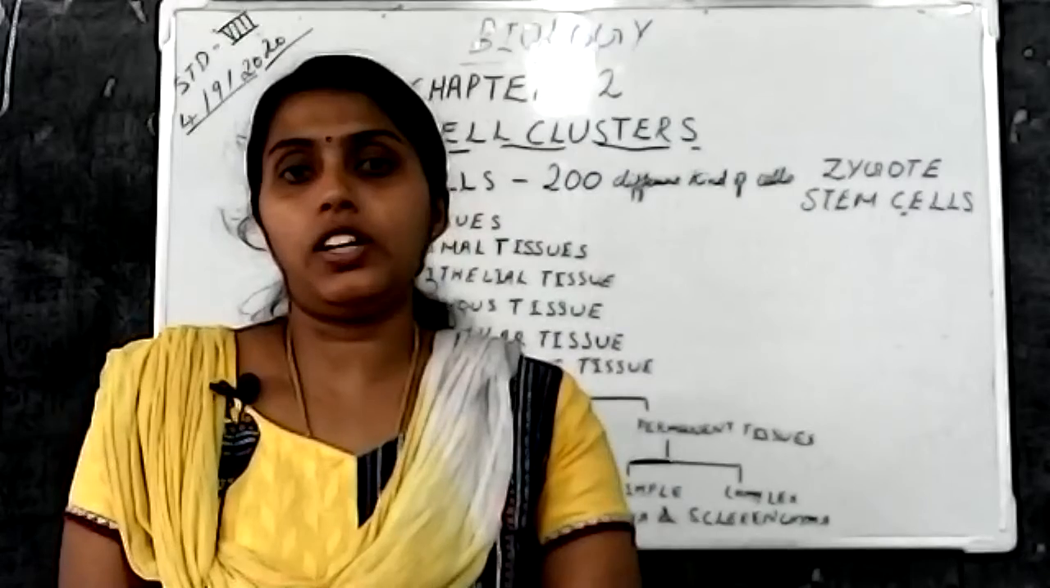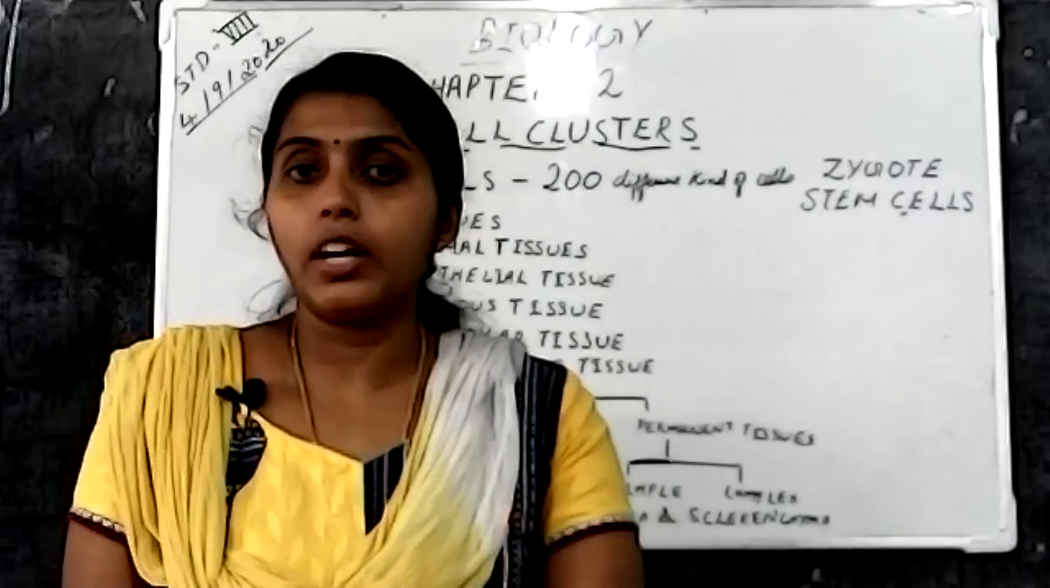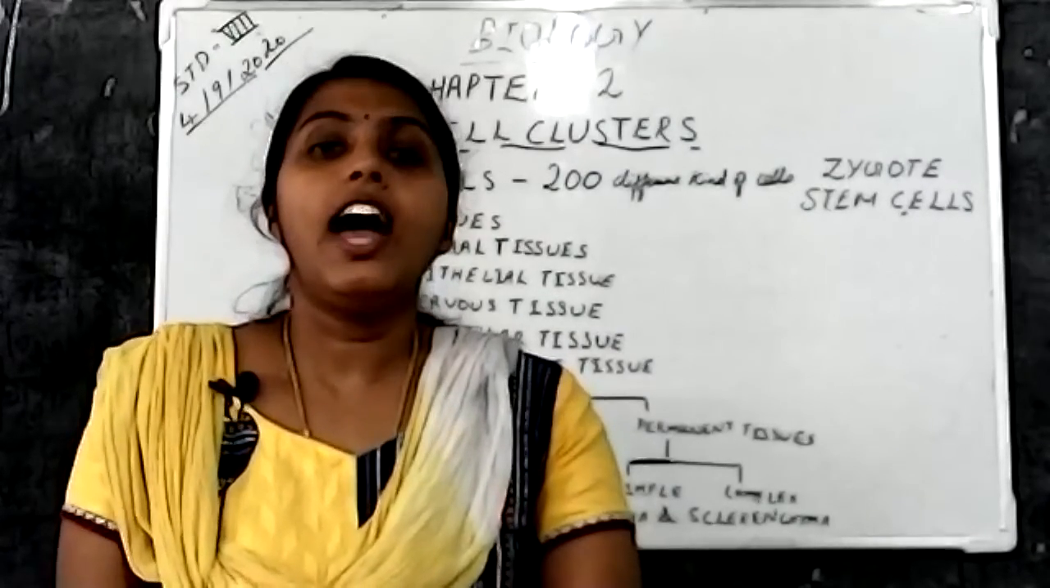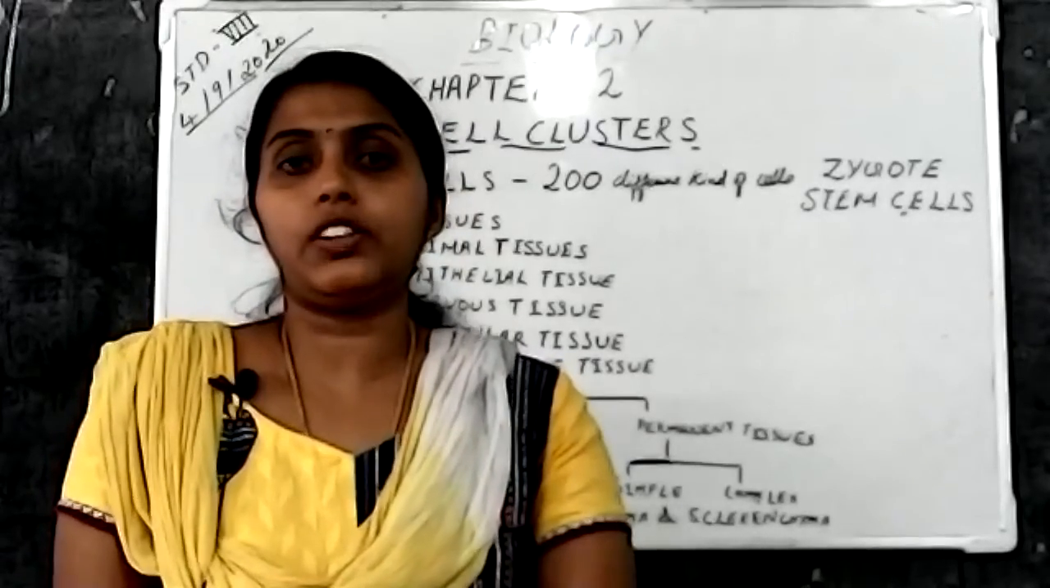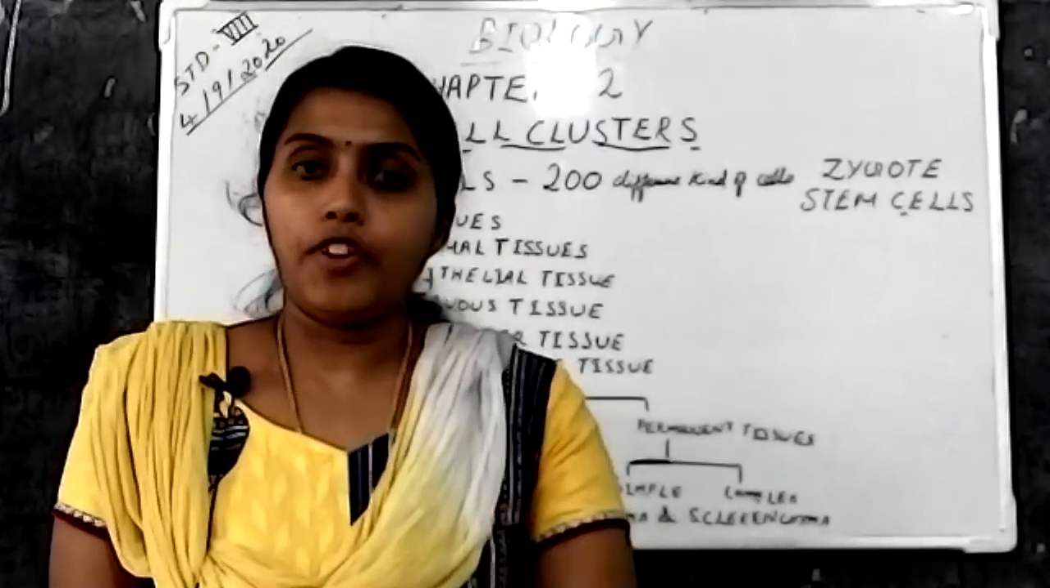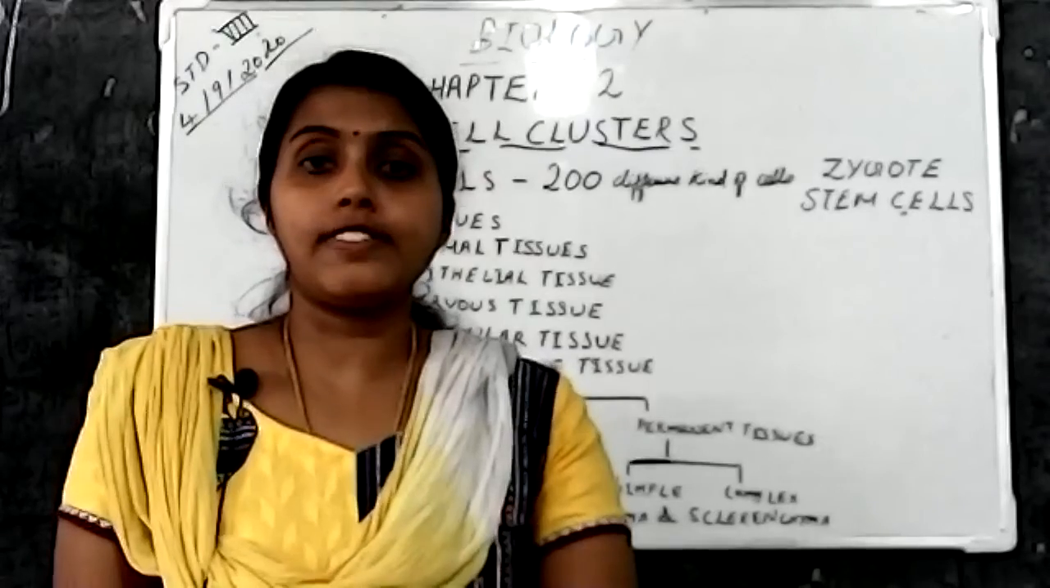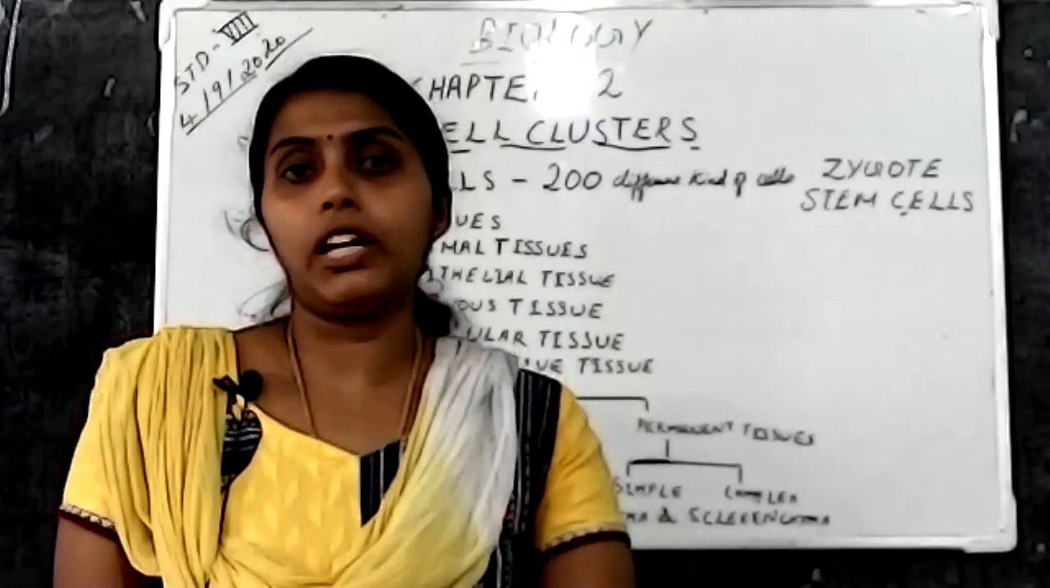Simple permanent tissue consists of the parenchyma, collenchyma, and sclerenchyma cells, and complex tissue or vascular tissue consists of the xylem and phloem. As it is made up of different kinds of cells, it has got the name complex tissue.